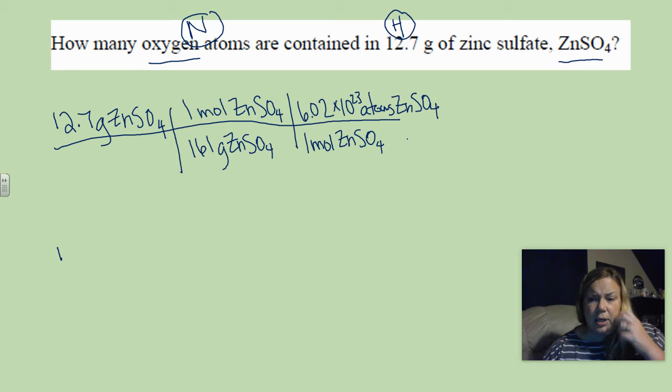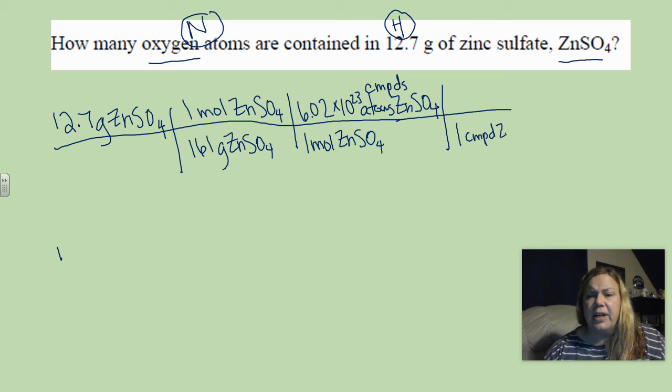Now, here's the step where we have to go a little bit further. If we have formula units of zinc sulfate, we're going to atoms of oxygen. Think about it in terms of compounds. We have this amount of compounds of zinc sulfate. When we have just one compound of zinc sulfate, how many atoms of oxygen do we have? We look at the compound and see a subscript of 4. So we have 4 atoms of oxygen in every one compound of zinc sulfate.